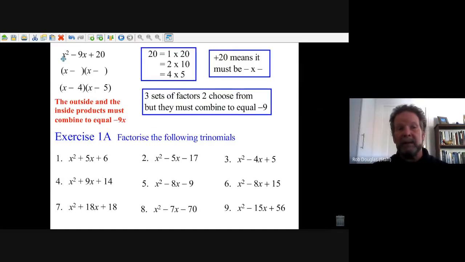Now this one here says x squared minus 9x plus 20. We want to factorize it. Well, if it's plus 20 and the middle is negative, it's got to be two negatives. So that's part of the problem. All the things that multiply to equal 20: 1 times 20, 2 times 10. The only way we're going to get 9 is with 4 and 5. And we know it has to be both minus and minus. And if we check it, we can see the outside is minus 4x, the inside is minus 5x, and that combines to equal minus 9x. That's why that's your answer.